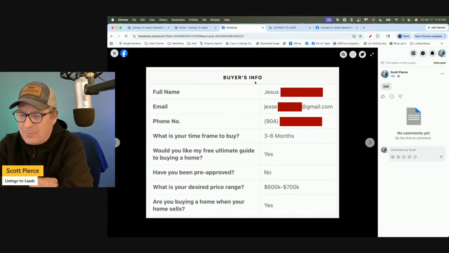They said they're not pre-approved. Their desired price range is 600 to 700,000, and apparently they have a home to sell. I mean, my gosh, right there. You think just one lead, and he's got some really good ones in here. So we're going to be looking at a few of them.